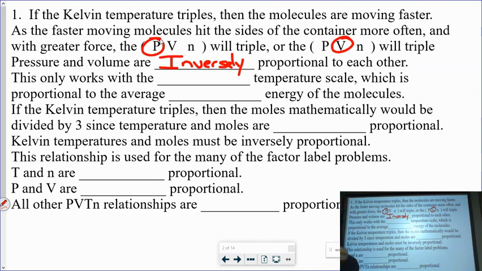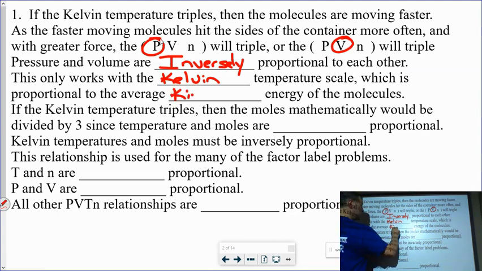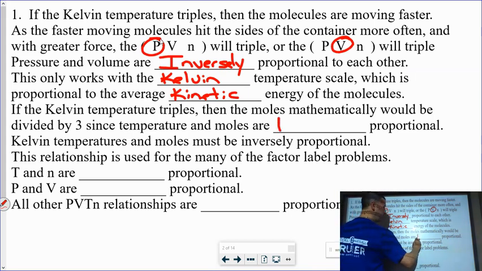This only works with the Kelvin scale. One, because there is no negative numbers in the Kelvin scale. But this is also equal to the average kinetic energy. So with the Celsius scale, with the negative temperatures that exist on that, you could end up getting negative volumes, and you really can't have a negative volume. If the Kelvin temperature triples, then the moles mathematically would be divided by 3, since temperature and moles are inversely proportional.